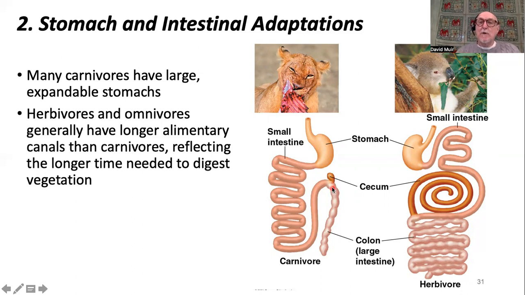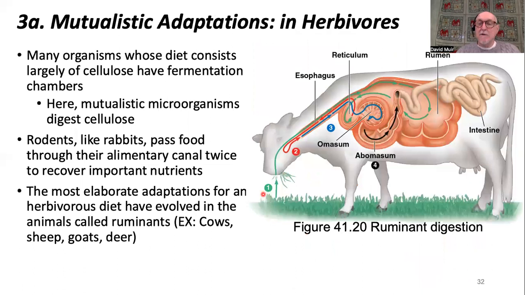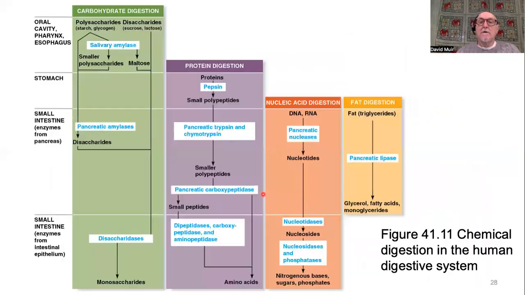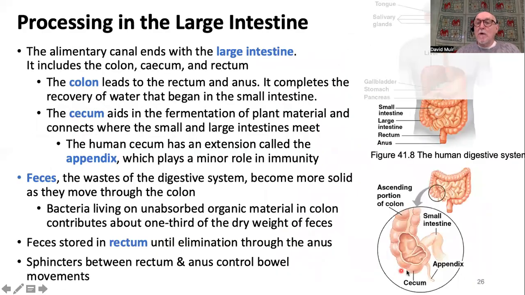We have a cecum as well. If I can get this to go backwards, I'll show you here. We have a cecum as well. There it is there, as our small intestine joins the large intestine. But our cecum is relatively small. Attached to it, by the way, is the appendix, which is part of the immune system.